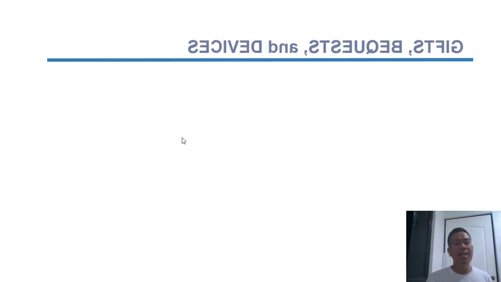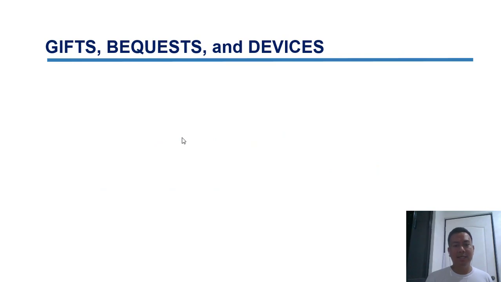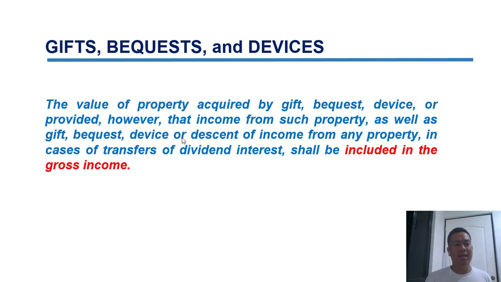And we have the gifts, bequests, and devises. Okay? For the value of the property acquired by gift, bequests, devises, provided, however, that income from such property as well as gift, bequest, devise, or descents of income from any property in cases of transfers of dividends interest shall be included in the gross income. Do not be confused, okay? The gifts or the bequests or the devises, these are included in the gross income and later on deducted.